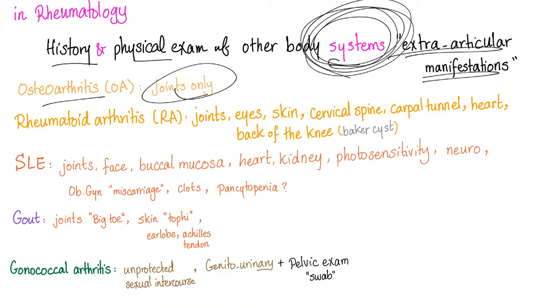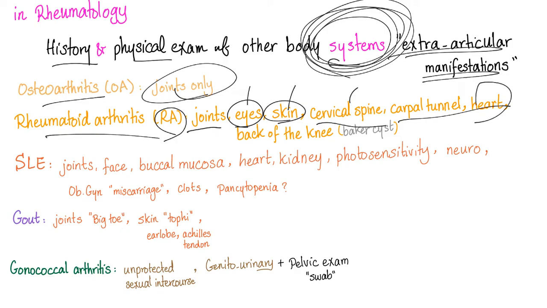You can examine other organs or other systems to rule out other diseases. This is fine as well. But in rheumatoid arthritis, you examine the joints, the eyes for uveitis and scleritis, the skin, the cervical spine for atlantoaxial subluxation, carpal tunnel syndrome, the heart, the back of the knee for Baker's cyst.